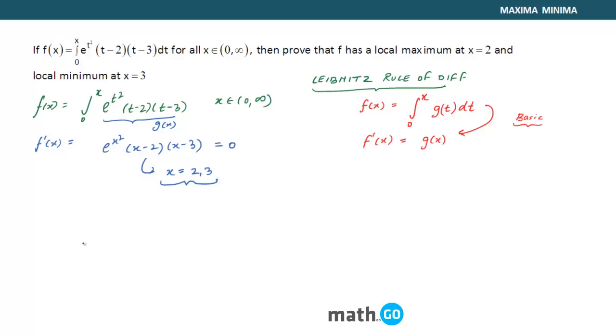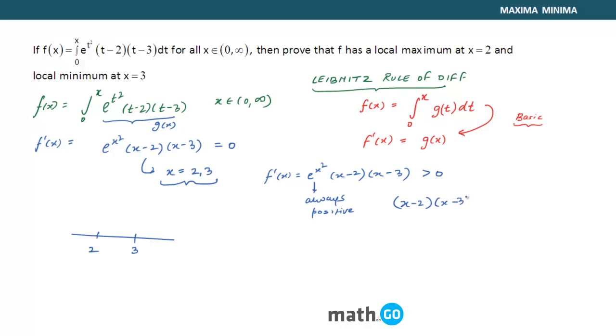And if you want to find which one of them is maxima or minima, then again draw the number line. This is always positive. So now I have f dash x as e raised to power x square into x minus 2 into x minus 3. This quantity is always positive, right? So if I try and solve it for greater than 0, you will only be solving this here. And if you want to solve this, what will happen? Plus, minus, plus.